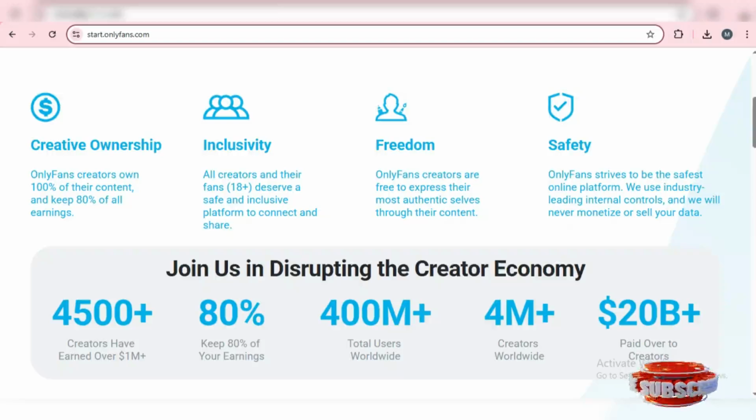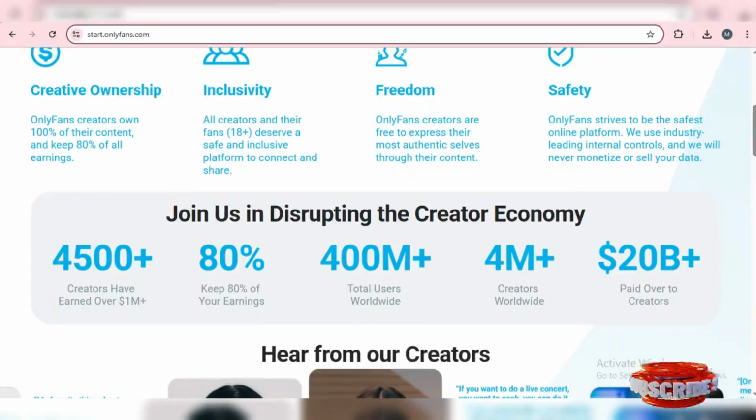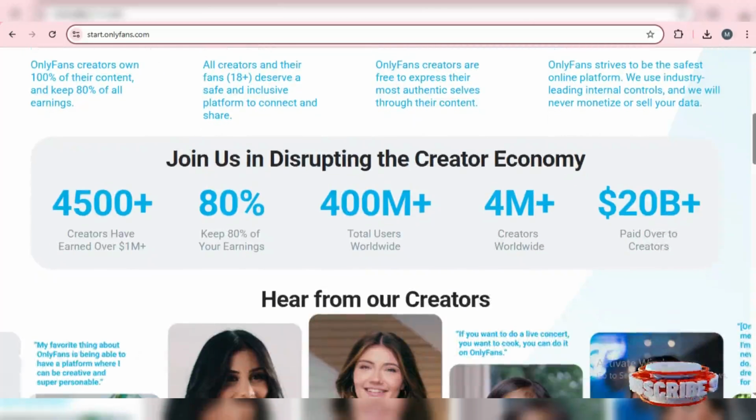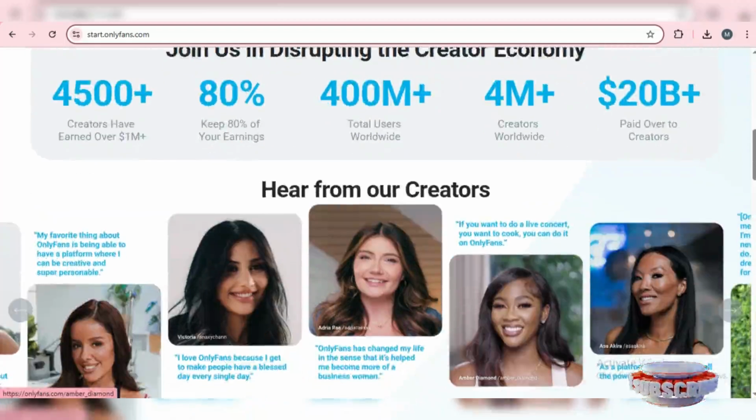Plus, you can see on the bottom there is a description: almost 4,000 plus creators, over 1 million plus users. You keep 80% of your earnings. Like, they are only taking 20% of your earnings. So yeah, it's a very great platform to earn.